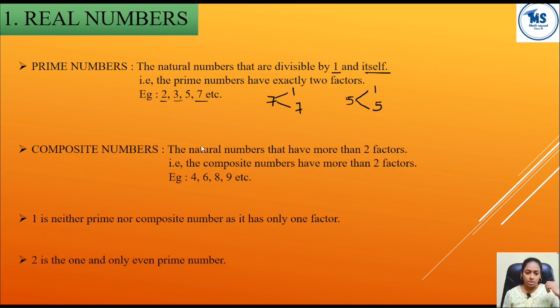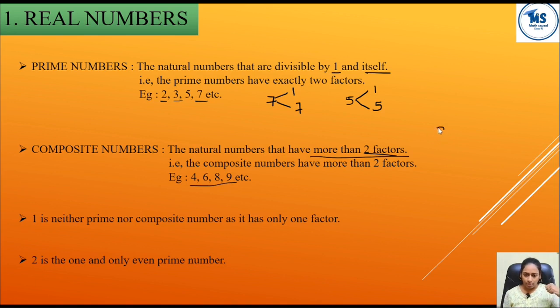Then comes composite numbers. The natural numbers that have more than two factors. Composite numbers have more than two factors. Any number which has more than two factors is called a composite number. Let's take the numbers here. You have examples 4, 6, 8, 9, etc.